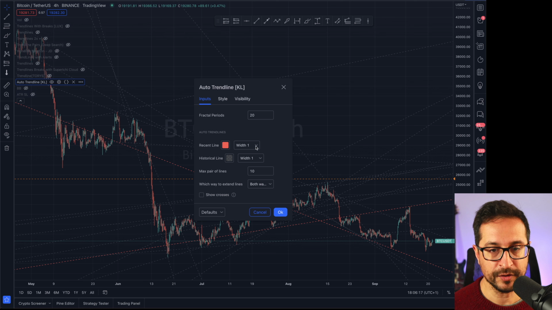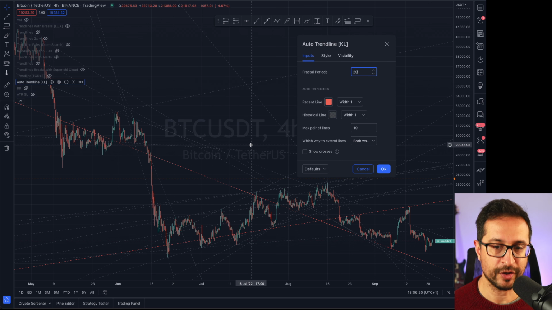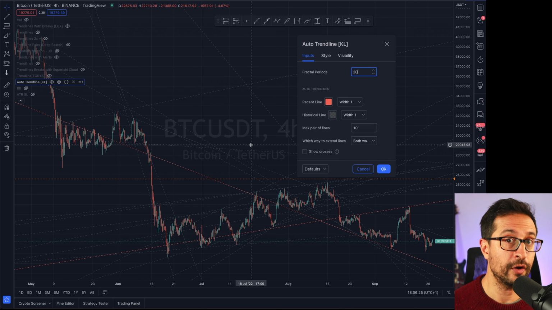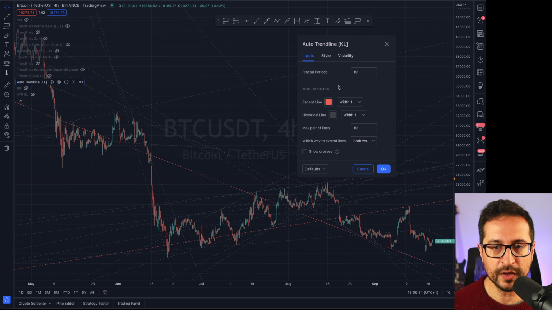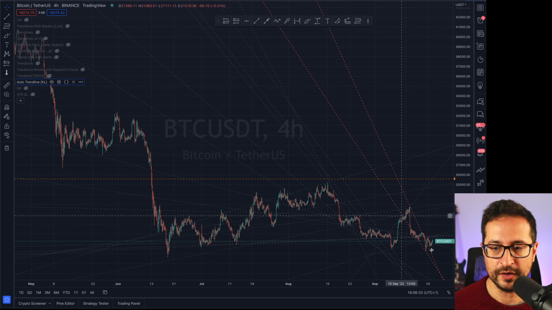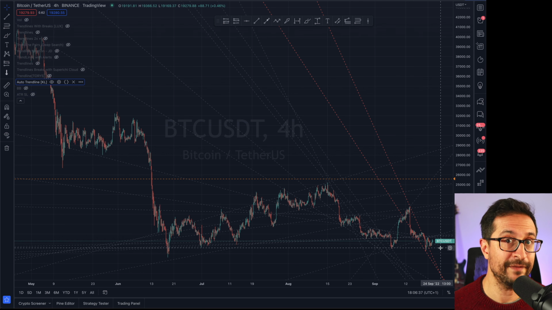So it depends. If you're using a very high number here, you're probably going to get better quality trend lines and also longer-term ones. If we go with a smaller fractal period, you're just going to be focusing on the recent price action, but not necessarily very high quality ones.